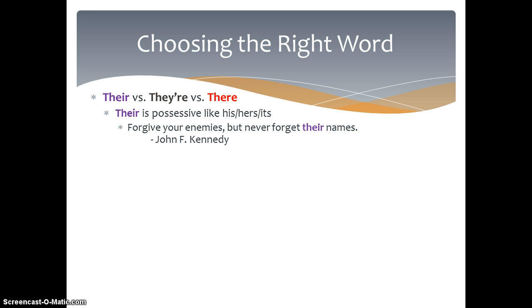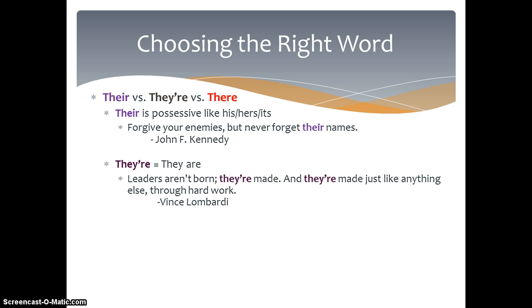"Forgive your enemies, but never forget their names." Whose names are those? Well, your enemies'. JFK said that. They're, with an apostrophe, equals they are. Again, do that substitution. "Leaders aren't born, they're made. And they're made just like anything else through hard work." A terrible human being said that, Vince Lombardi.